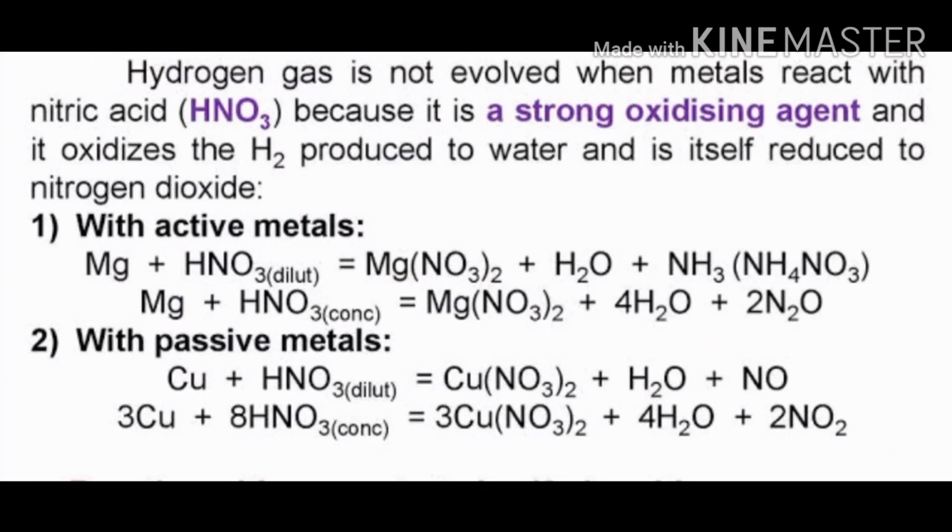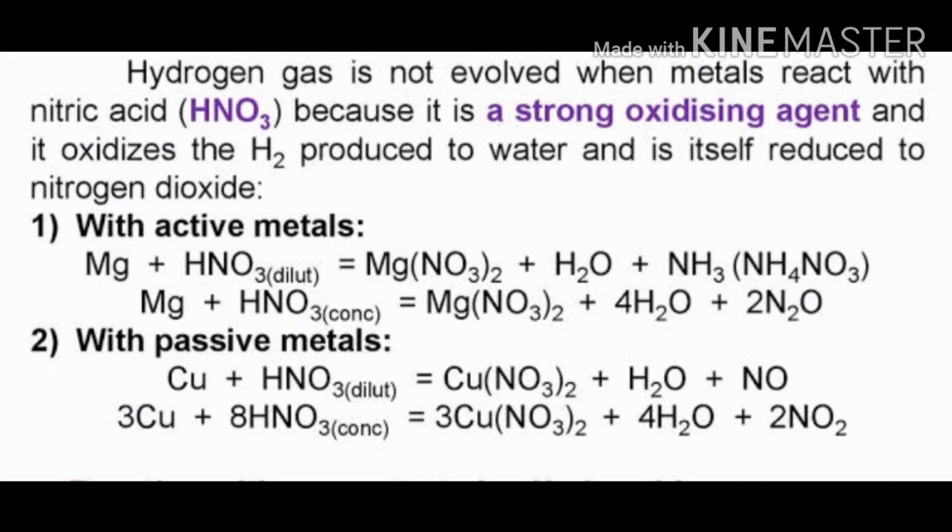Let us now discuss how metals react with nitric acid. We have seen in these reactions that when metals react with an acid like hydrochloric acid, they form salt and hydrogen gas is released. But here we will see that when metals react with nitric acid, HNO3, hydrogen gas is not evolved.